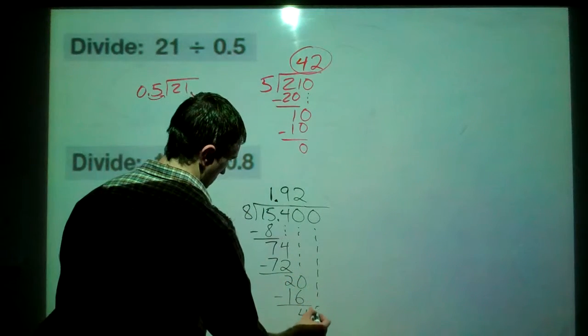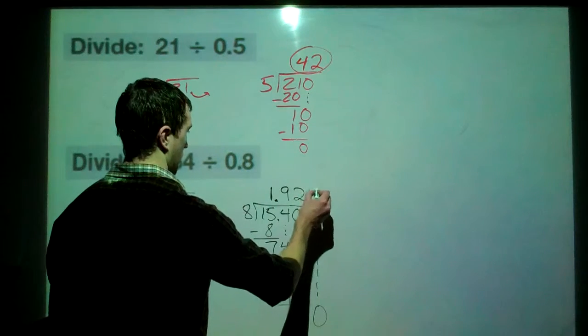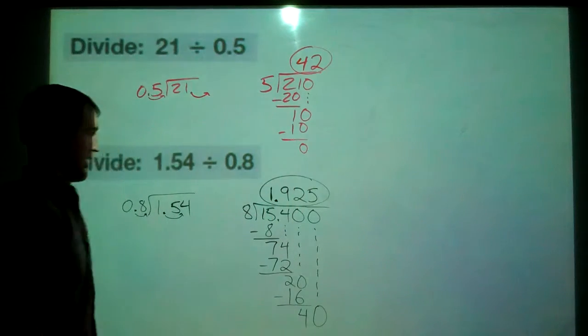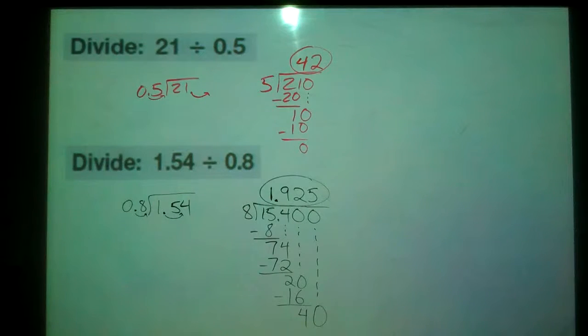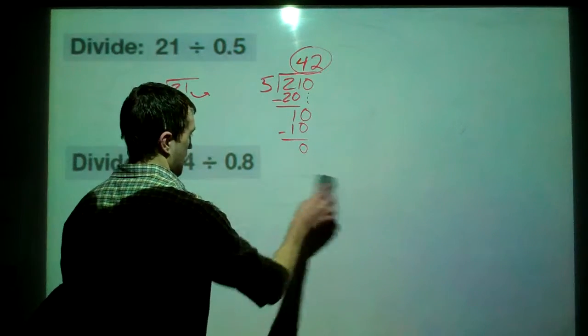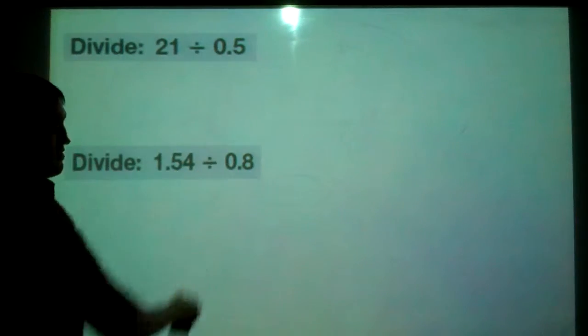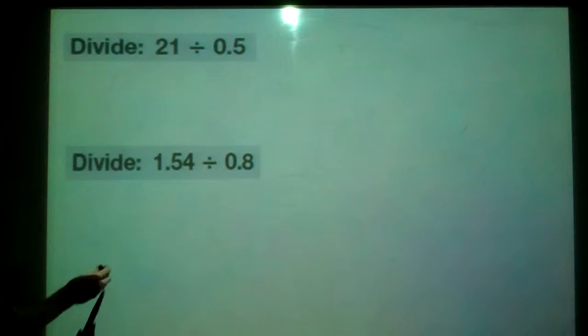Drop that 0. And finally we get a number that 8 goes into. 8 goes into 40 5 times. 1.925. So we might have to add some placeholders there, but we've done that before. So just make sure you keep dividing until you're done, you get a remainder of 0, or unless you see that it's going to be a repeated decimal. Okay.